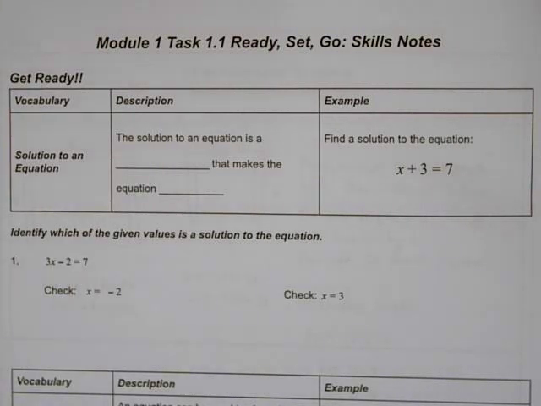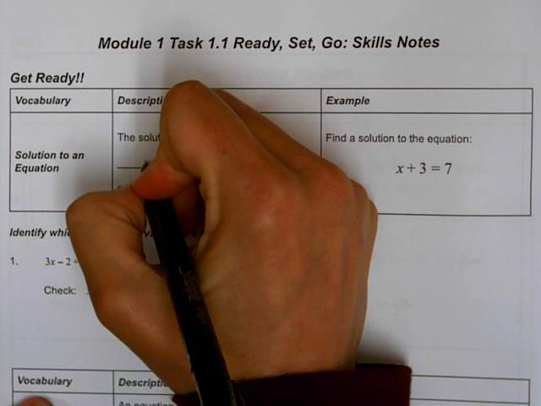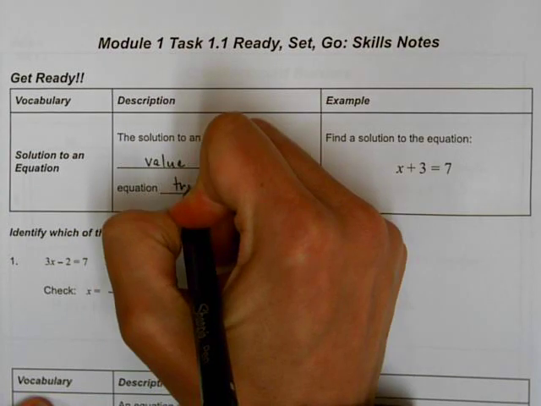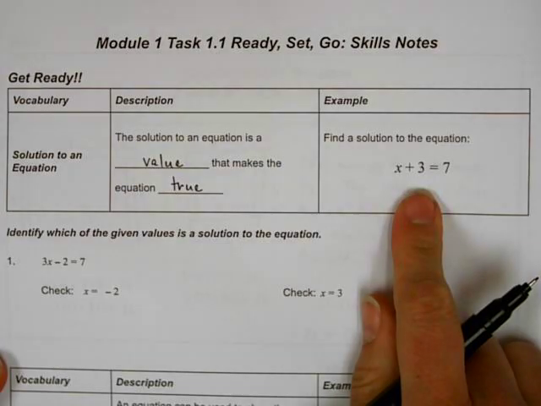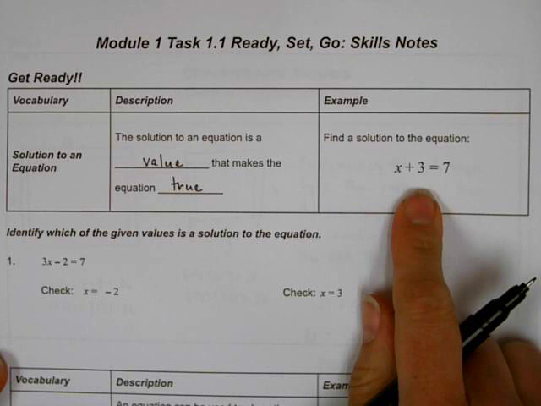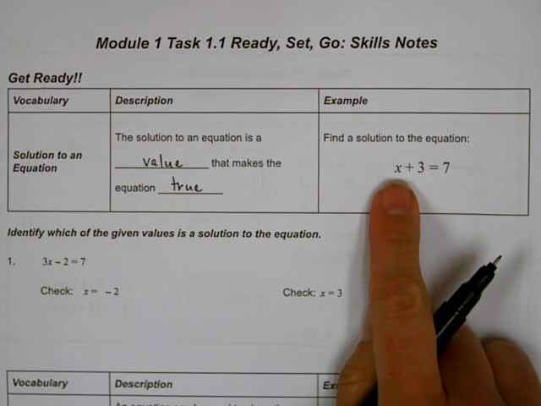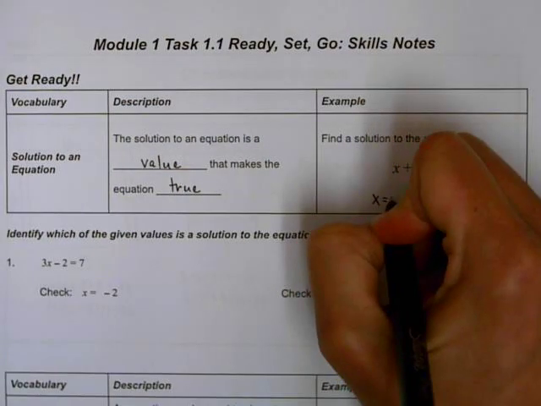So the first vocab term we have is the solution to an equation. The solution to an equation is a value that makes an equation true. So for example, if we look at this equation x plus 3 equals 7, we can do some mental math and we know that 4 is the value that's going to make this equation true. So our solution is going to be x equals 4.